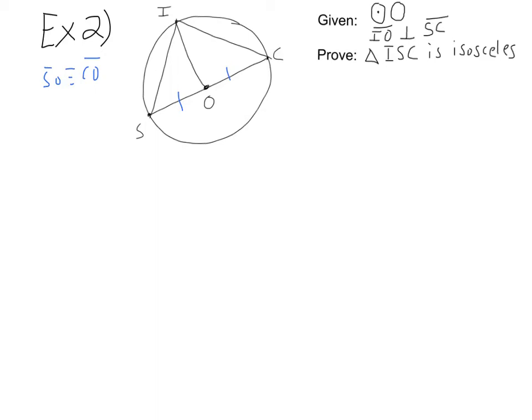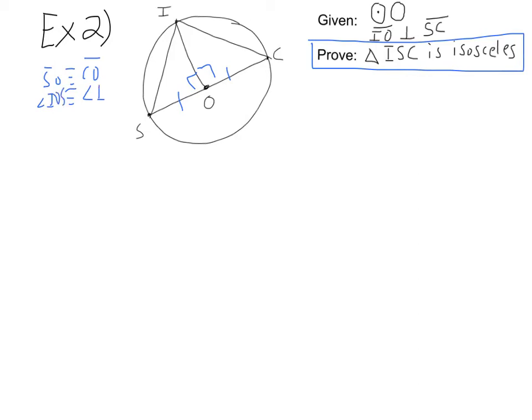They say IO is perpendicular to SC. We know perpendicularity gives us right angles. And then we would say that right angles are congruent. Okay, we were only given 2 bits of information. Remember, this is our goal. We're trying to prove that this big triangle is isosceles. We'll think about what that means in a moment. But we can also look at the picture. So, we're going to have our right angles that are congruent here.